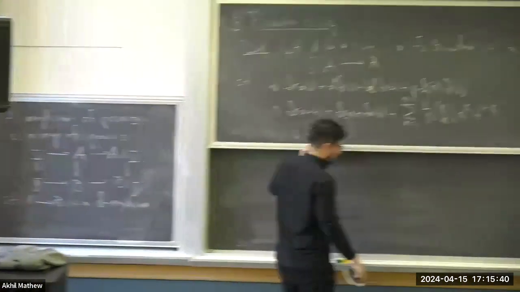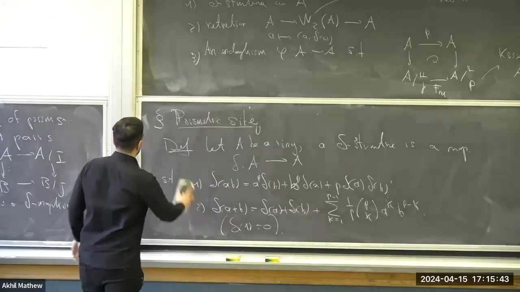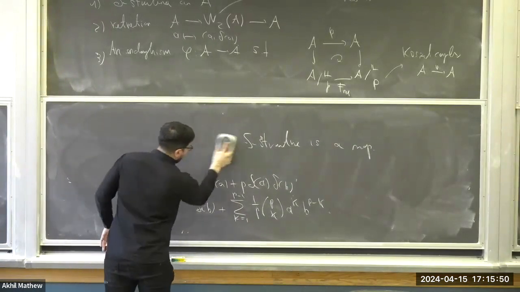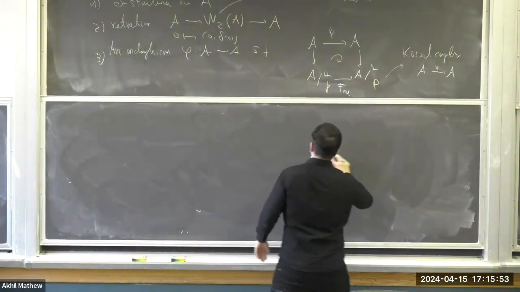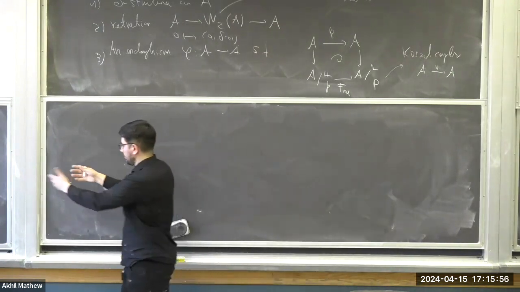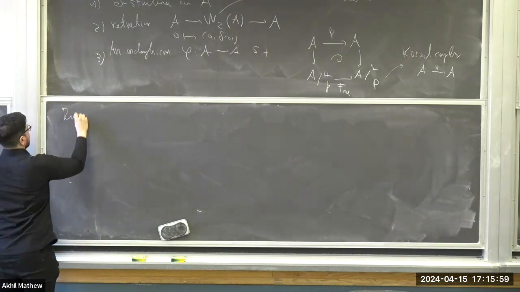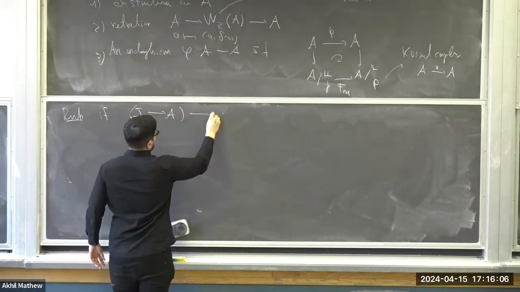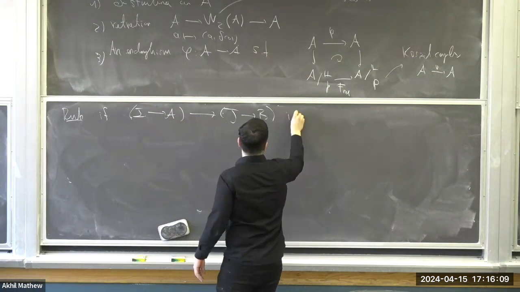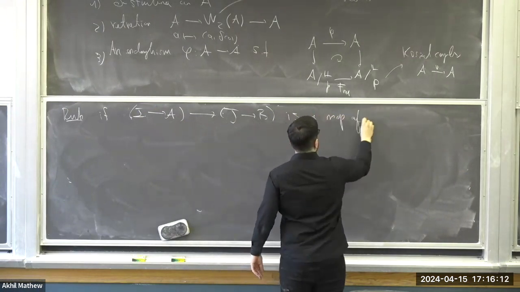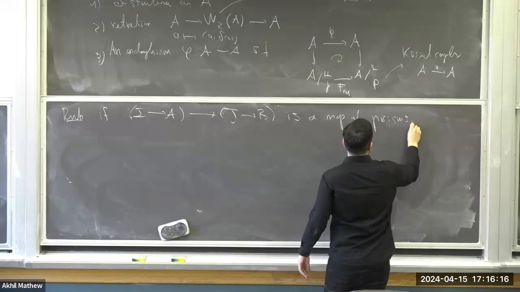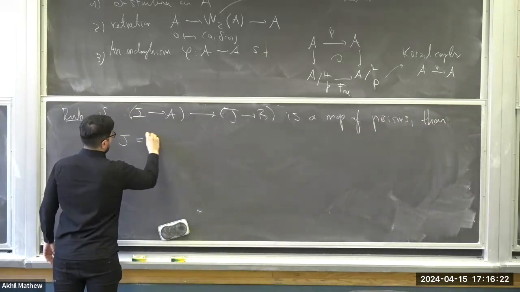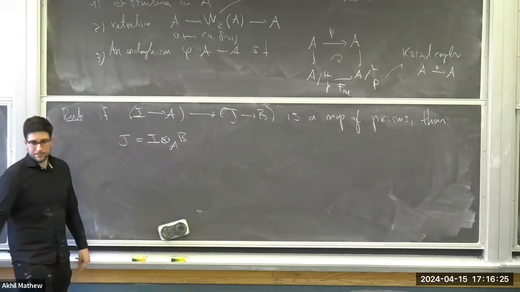Then a result in the classical theory of prismatic cohomology tells us that any such map of delta rings or prisms is already a push-out diagram. If we have a map A, I to B, J of prisms, then this J is already just the base change.